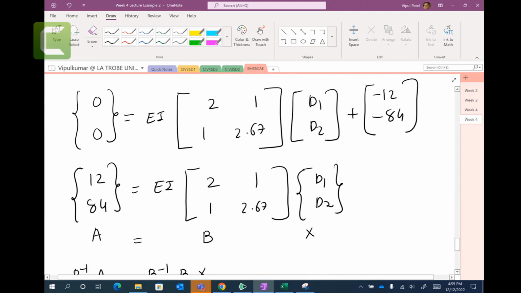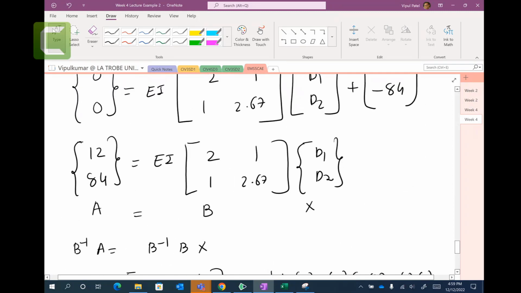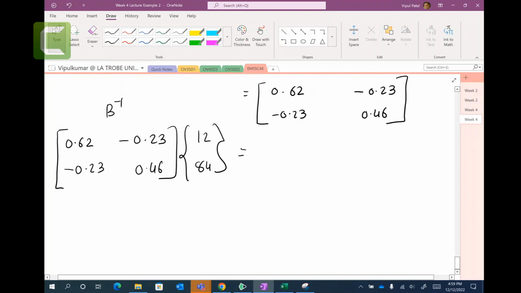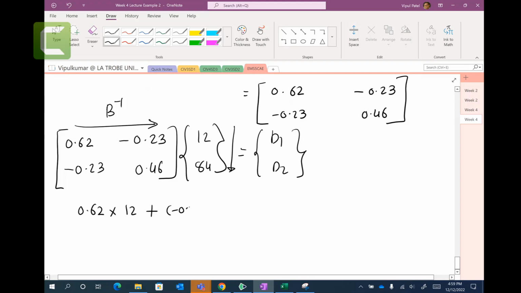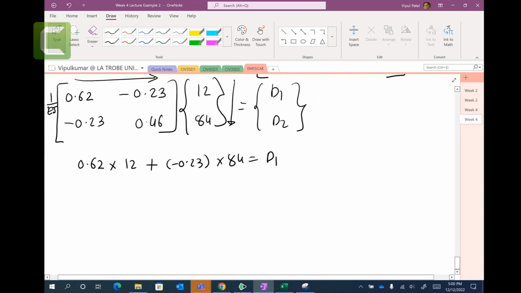What is your A matrix? 12 and 84. And what is your X matrix? X matrix is D1 and D2. So this horizontal line, verticals: 0.62 times 12 minus 0.23 times 84 equal to D1. Oh, that is 1 over EI, by the way, because remember there is a 1 over EI. This EI needs to be inverted as well. See, this whole thing divided by EI.